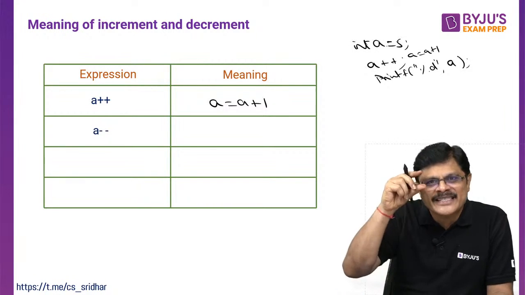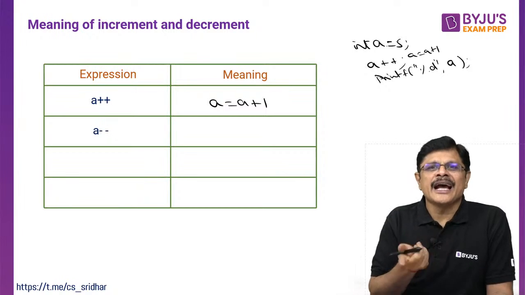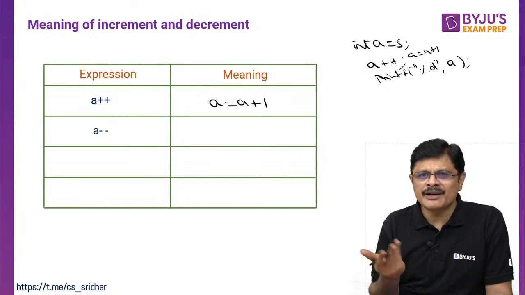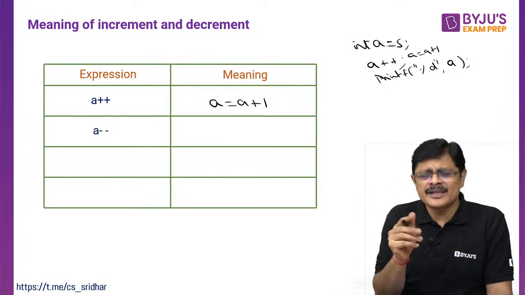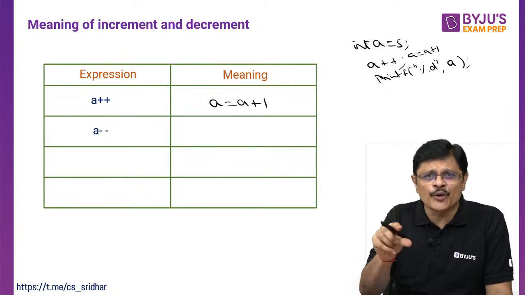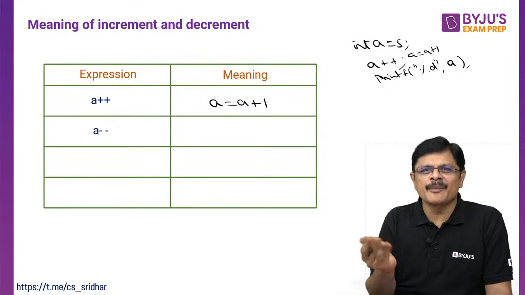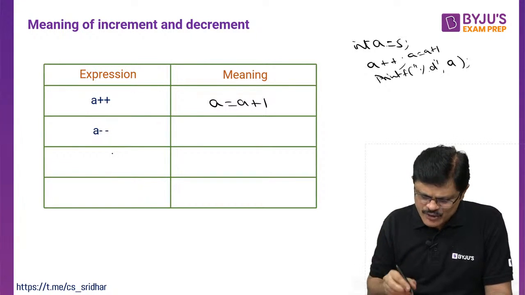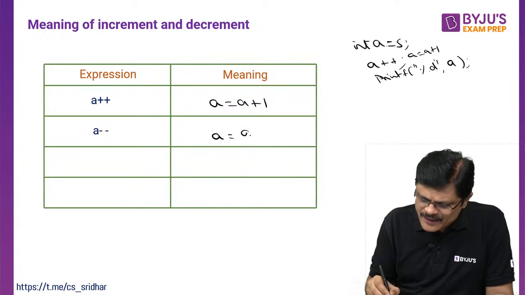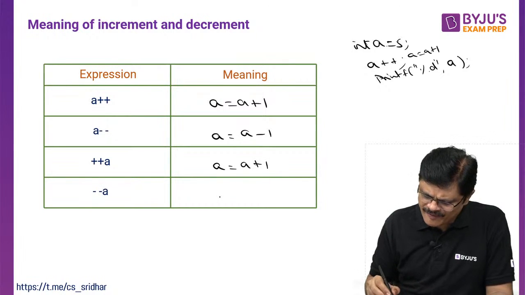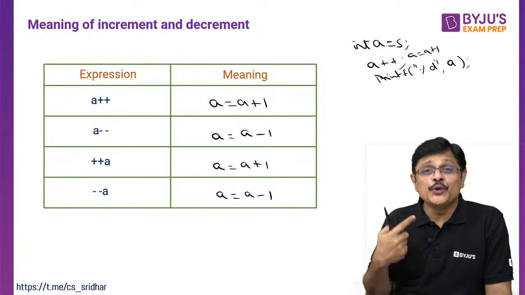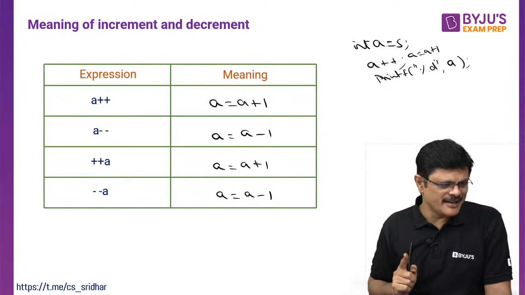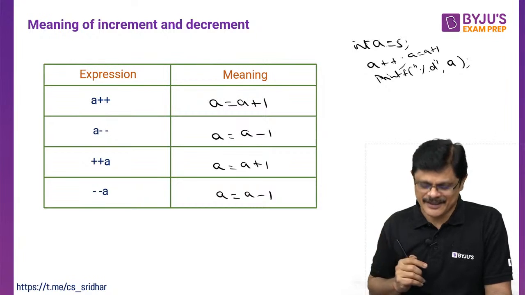If a plus plus is alone, it has to be used first, but where will it be used? There is no usage, so directly it gets incremented. So if a plus plus, a minus minus, plus plus a or minus minus a are alone, it is the same as just incrementing or decrementing. What is the meaning of this? a is equal to a minus 1. This? a is equal to a plus 1. And this? a is equal to a minus 1. All look the same, but when you use them in expressions, the meaning changes, my dear friends.